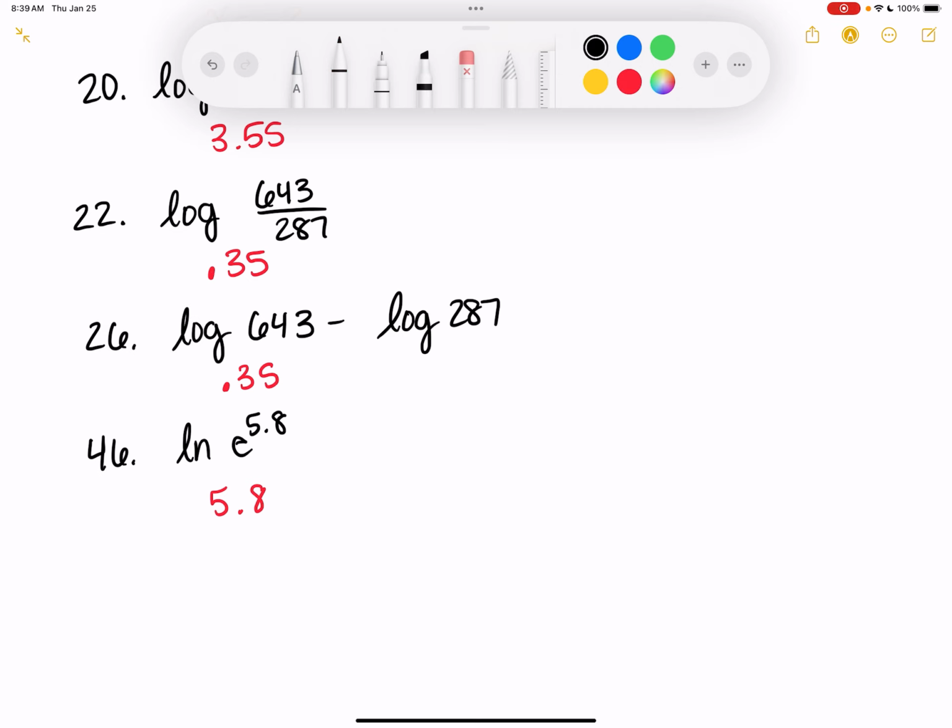Let's see. 52. ln of 39. So now on your calculator, you're going to use the ln button instead. So it'll be ln and then 39. And that's 3.66.